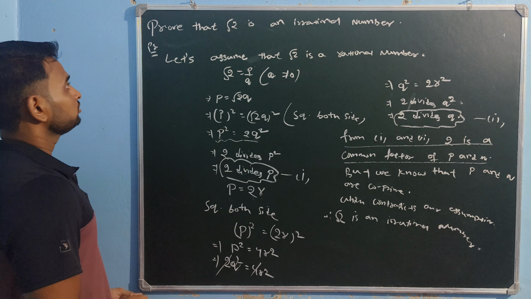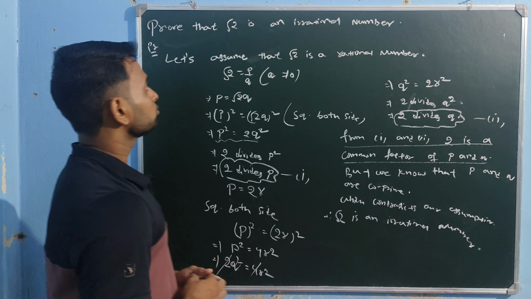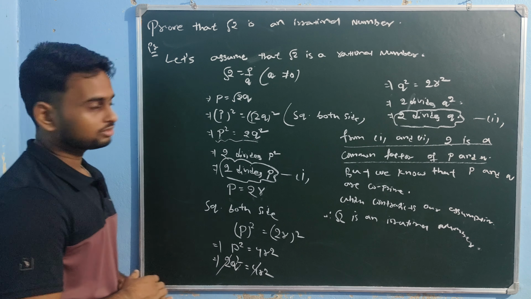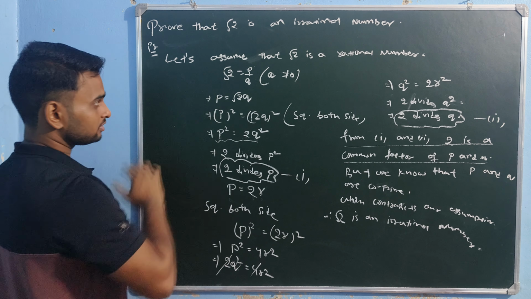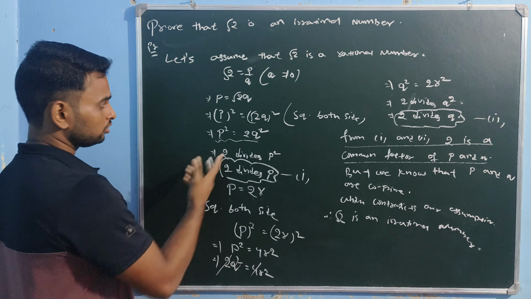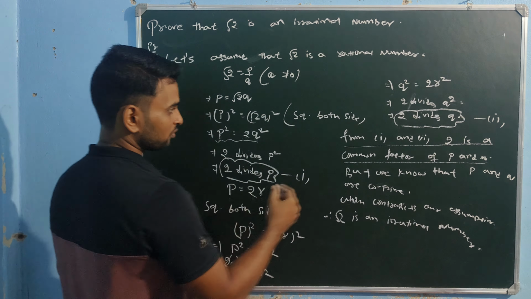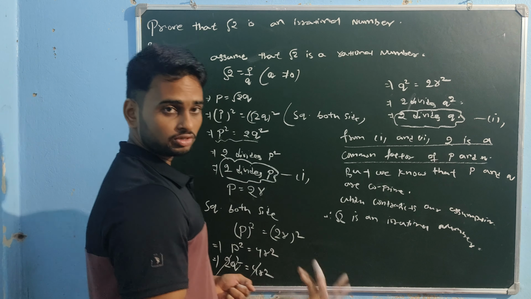Clear? So this is an important question for class 9th and 10th students also. Similarly, by the same method of contradiction, you can also prove that root 3 is an irrational number. Here root 3 is expressed as p by q, so p is equal to root 3 q, and by squaring both sides, similarly 3 is a common factor of p and q, which is also a contradiction.